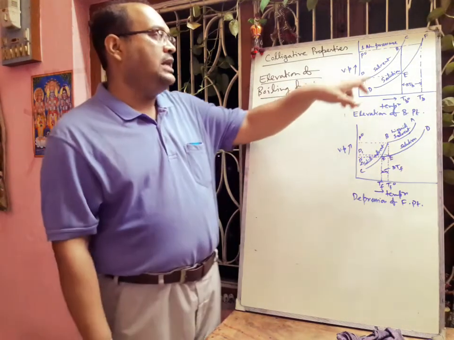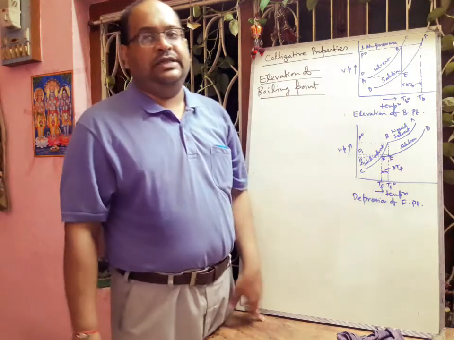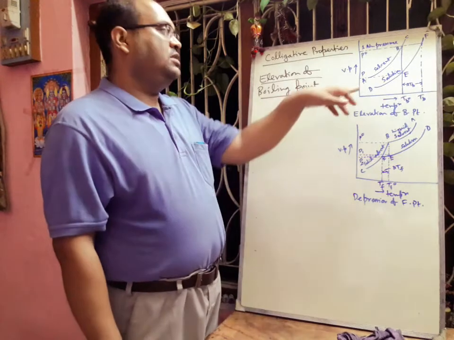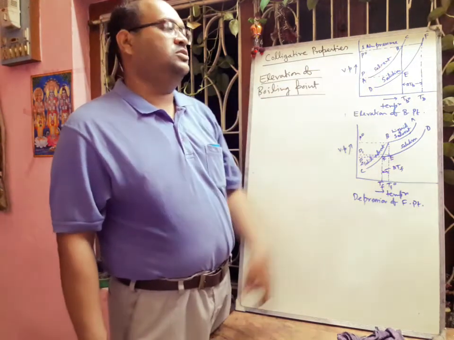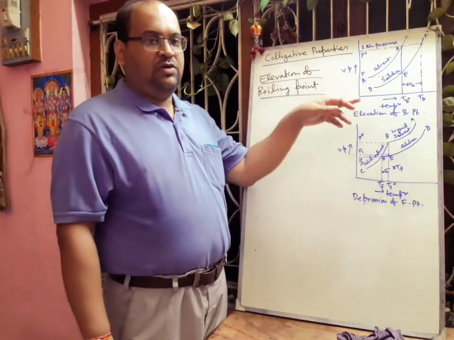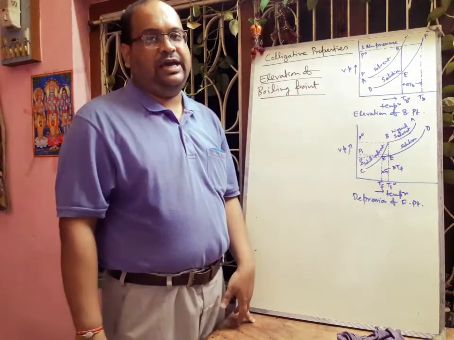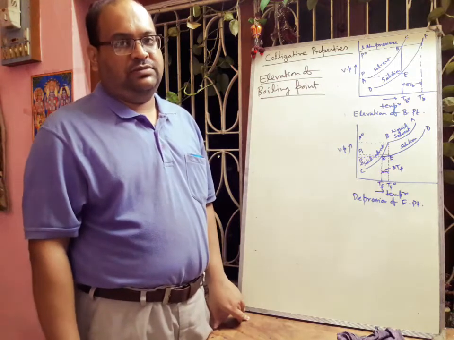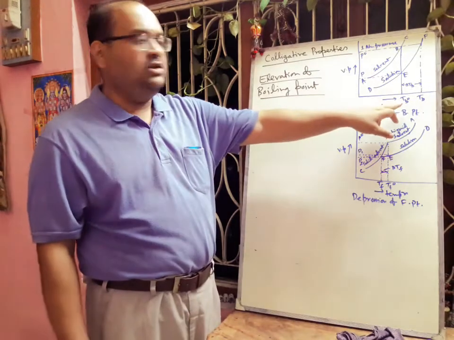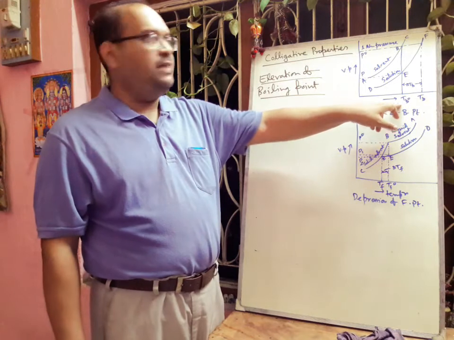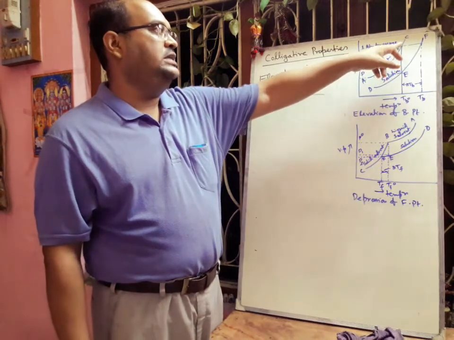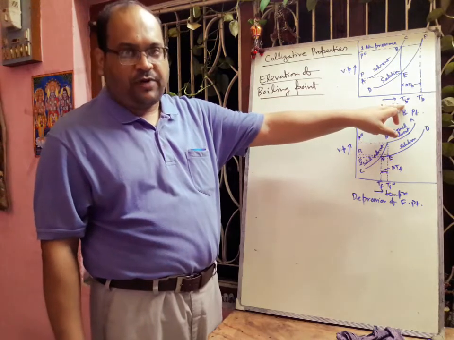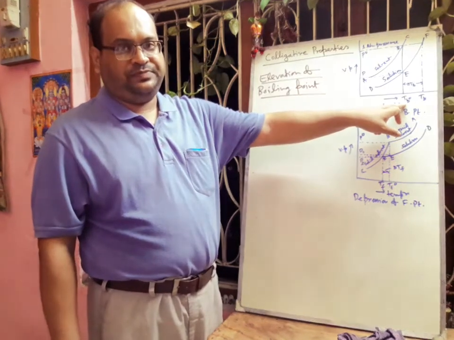Now here the curve ABC shows the variation of vapor pressure with temperature of the pure solvent. So this is the curve for pure solvent. And just below that, curve DEF shows the variation of the vapor pressure of the solution. Now let TB0 be the boiling point of the pure solvent, because it is equal to 1 atmospheric pressure. So this TB0 is the boiling point of the pure solvent.